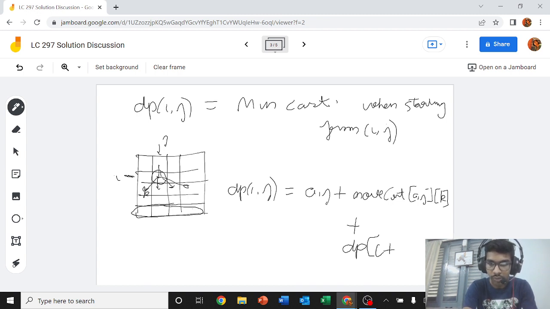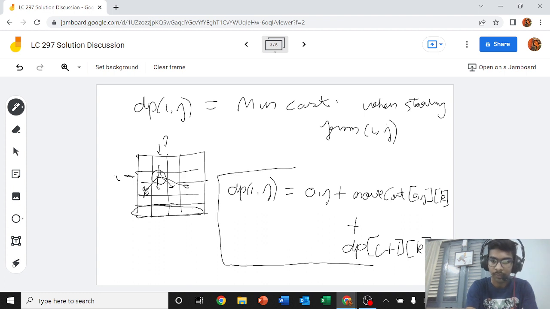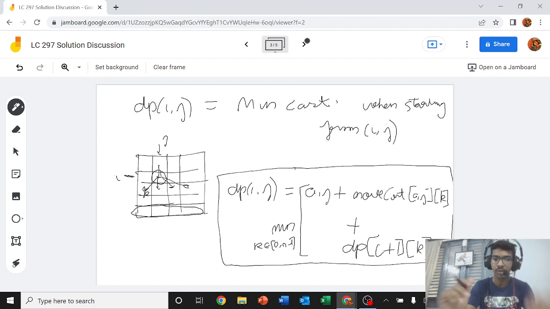So we have now moved to the I plus 1 row and k column. So this is the DP state, and we need to consider the minimum over all the k values from 0 to n minus 1. I hope this made sense.